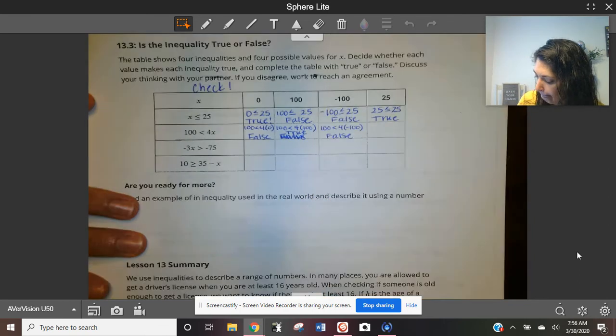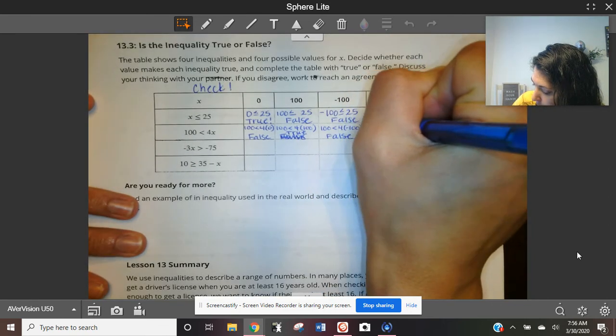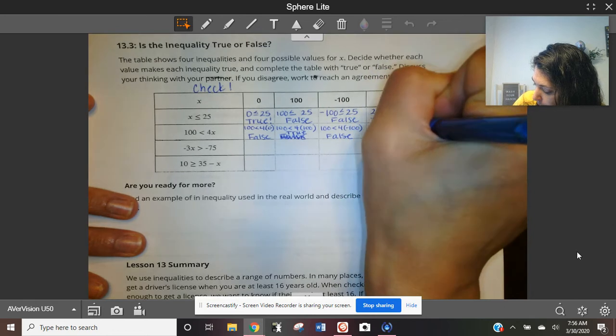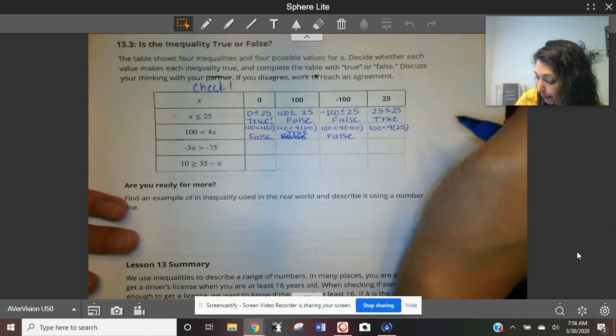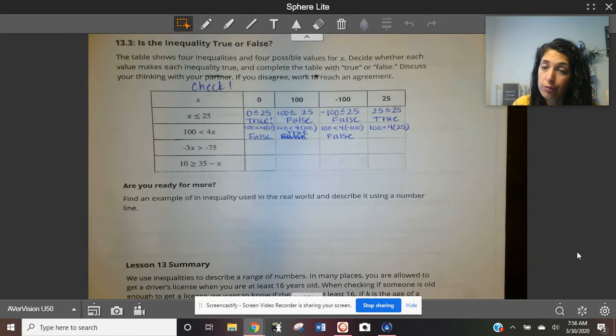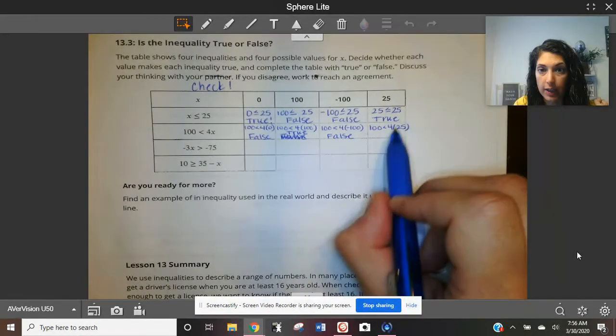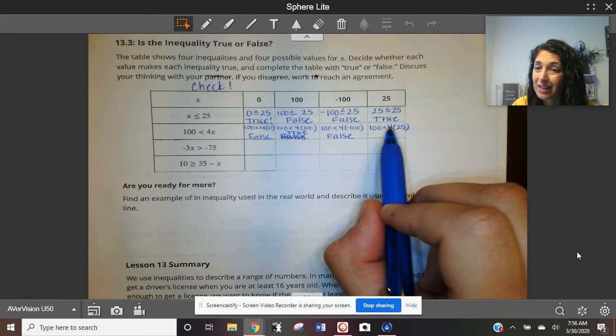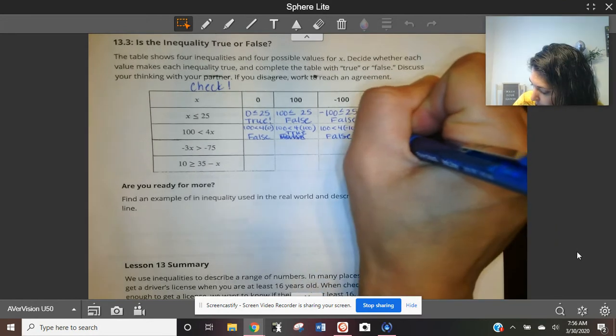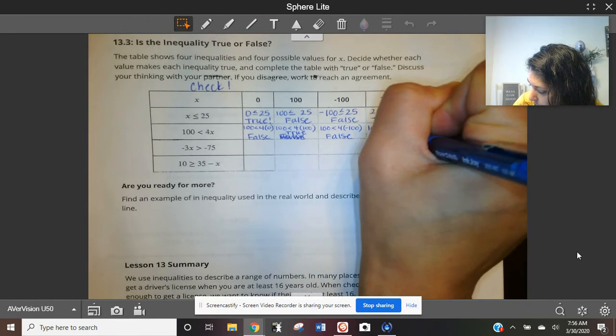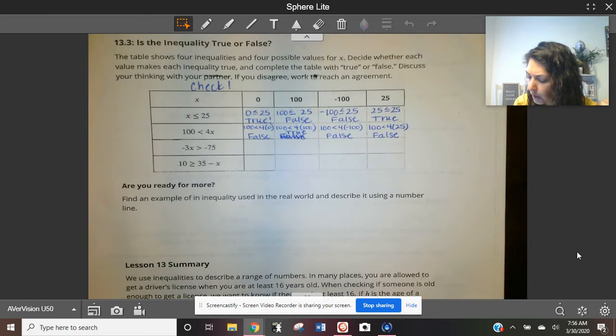Okay, and then is 100 less than 4 times 25? Now you might be asking yourself, well, 4 times 25 is 100, so yeah, this is true. But there's no equal sign under this. See how those are different? So 100 is not less than 100, so that's also going to be false. So the only one that worked for that one was negative 100.